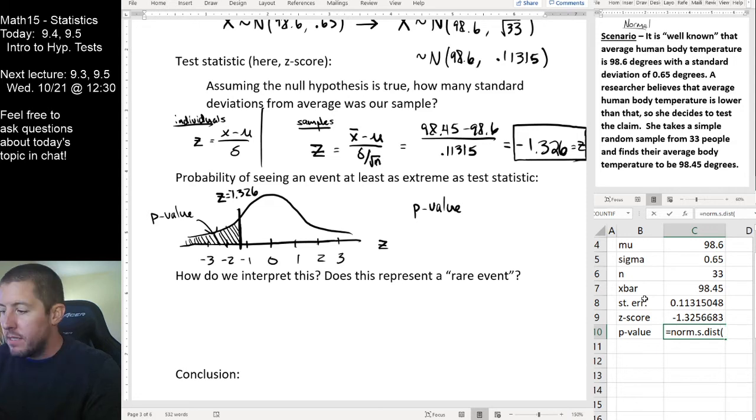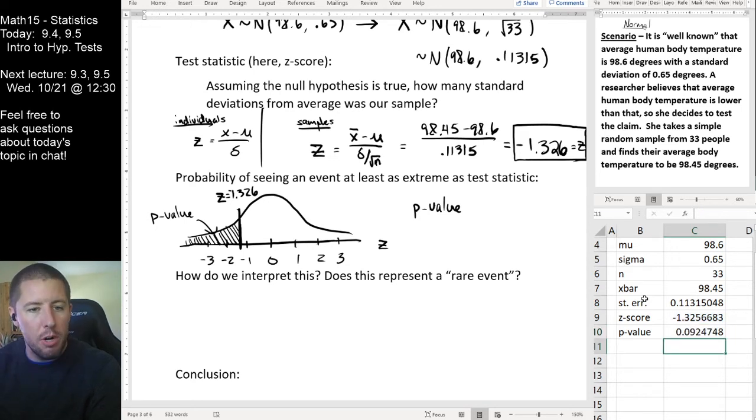In this case, it only wants from me a z value, which I have as negative 1 point... Actually, what am I doing? I don't need to type that in. That's cell C9. C9 is exactly my z value. Notice I don't have to do any rounding this way now. That is the z value of interest, and I'm always going to have to tell it true for cumulative here. Excel always gives me area to the left. Area to the left is what I want right here, so I don't have to do any 1 minusing to flip it. And I do this, and there's my p-value right there.